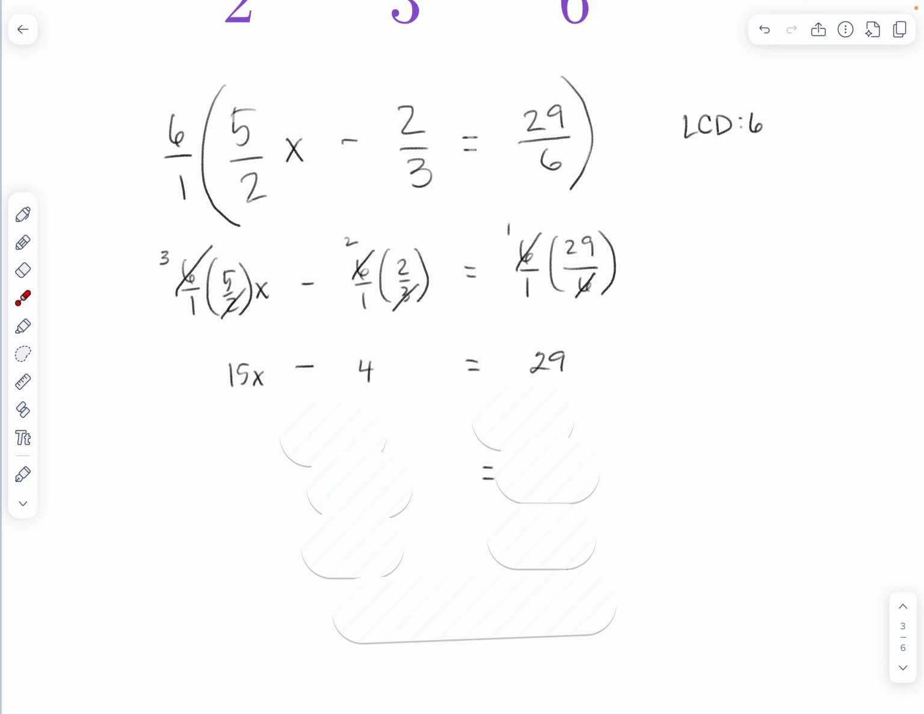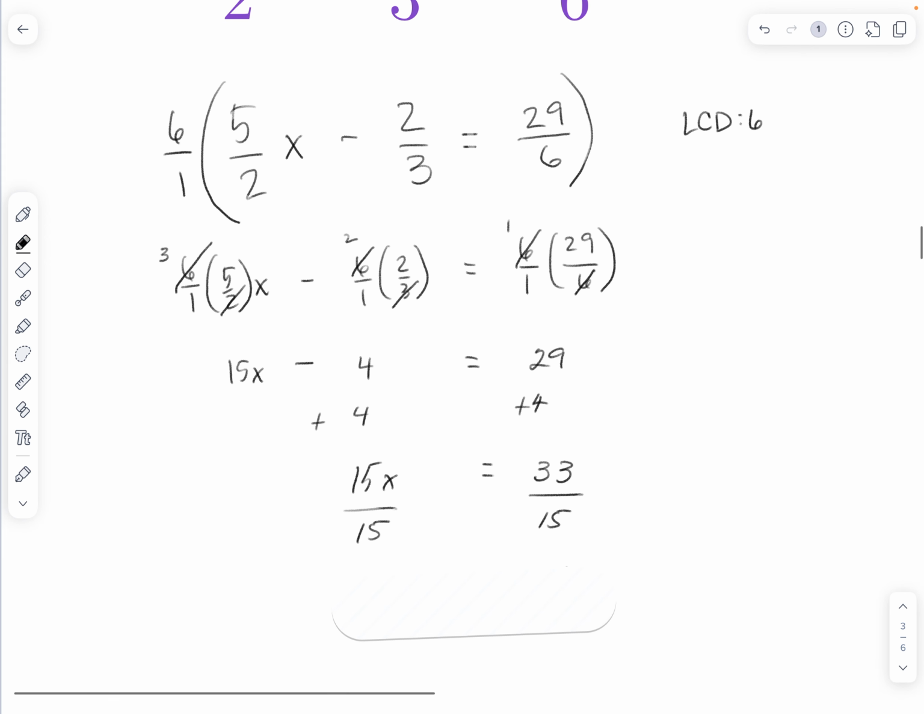Now, in the last section, we stopped here, but now we're supposed to solve. We need to find out what x is. So we're going to add 4 to both sides. That'll give us a 33 on the right side, and that'll leave us with a 15x on the left side. And let's go ahead and divide both sides by 15. Now, this looks great because we know that those 15s are going to cancel each other.